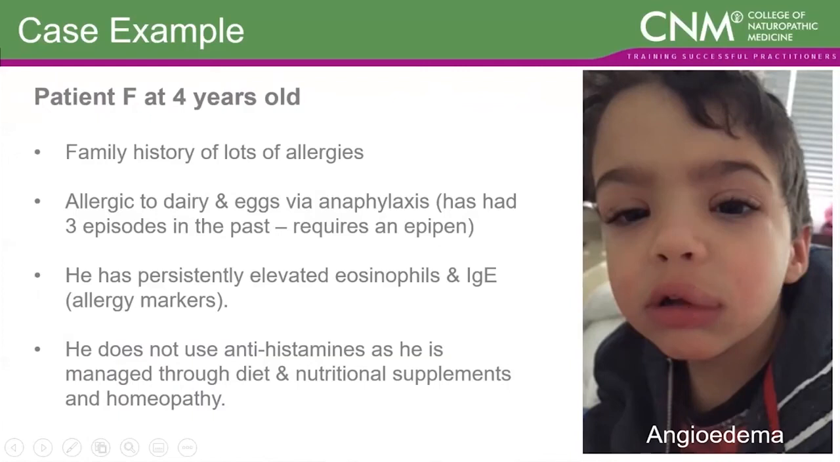So angio means blood vessel, and edema is for swelling. Now, what would happen is he would develop this inflammation and swelling of the blood vessels in the lips. But what we're not seeing here is the swelling that would occur down his airways. Okay, so this is the kind of start of how he would progress into a full-blown anaphylaxis.